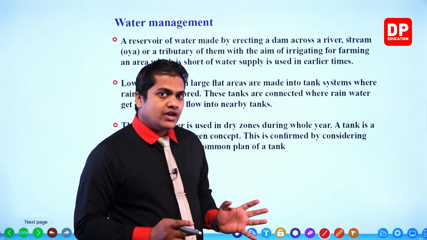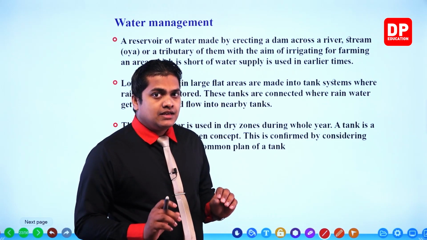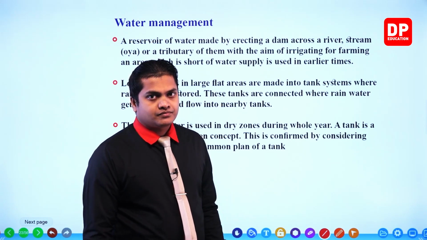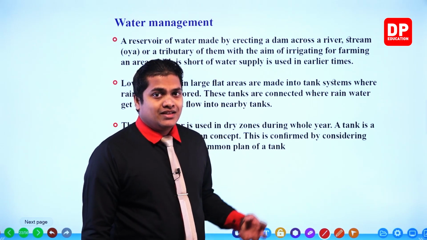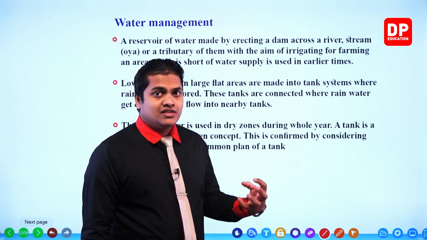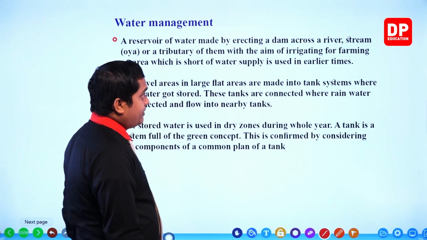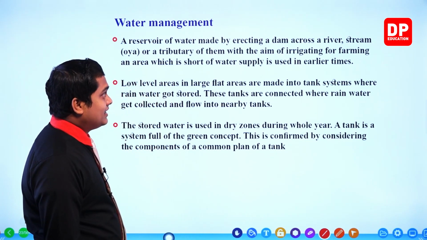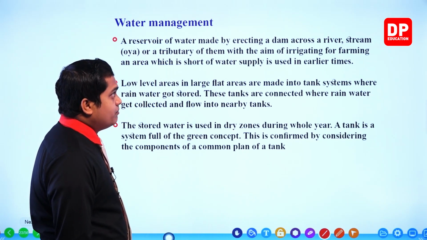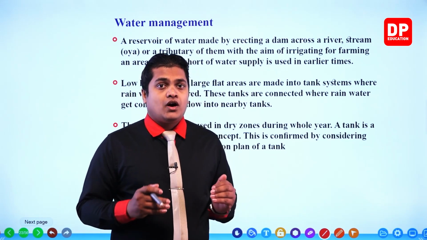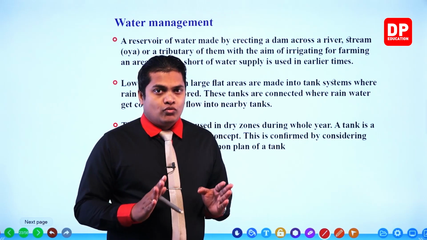So why do we need to do that? Because to supply water to a place that has less supply of water, or else in the dry season, to provide the necessary amount of water, this tank or this water structure is being made, this reservoir is being made. Okay, so the tank is being made by erecting a dam across a river or else a stream, which is called an Oya. The main aim is to store water for the farming process.